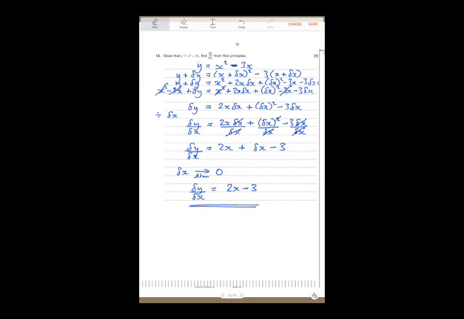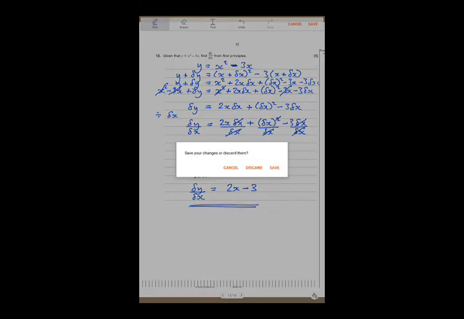Now what you should check is what would you have done to find dy by dx just using the method. Well, x squared becomes 2x, well that looks right, and minus 3x becomes minus 3, so that's correct. So that's how you find dy by dx from first principles of y equals x squared minus 3x.